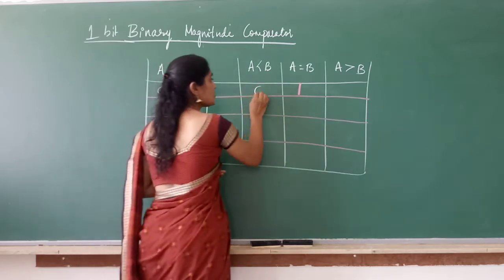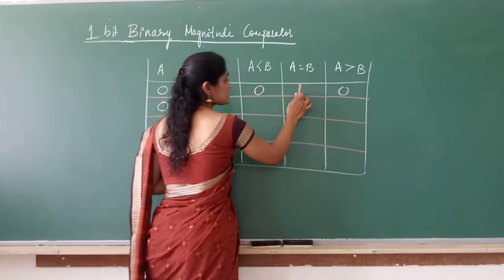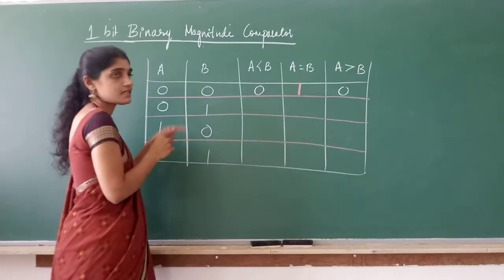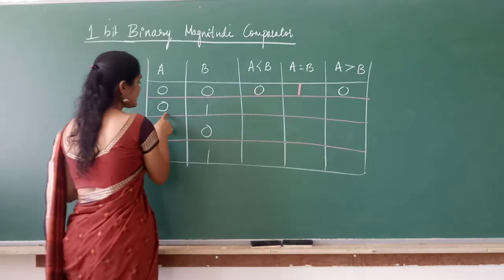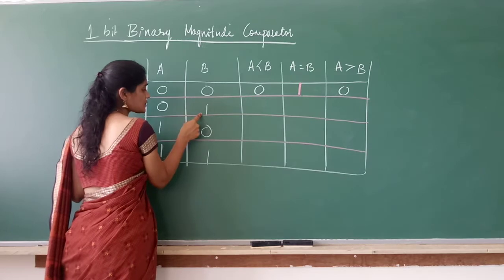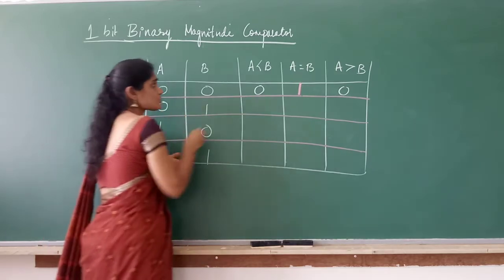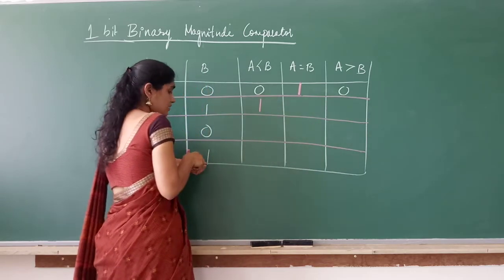The remaining outputs are 0, 0. So this is telling us that A is equal to B. After comparison, A is equal to B. Now coming to the second condition. A is 0, B is 1. So A is less than B. Correct? So A is less than B is 1.